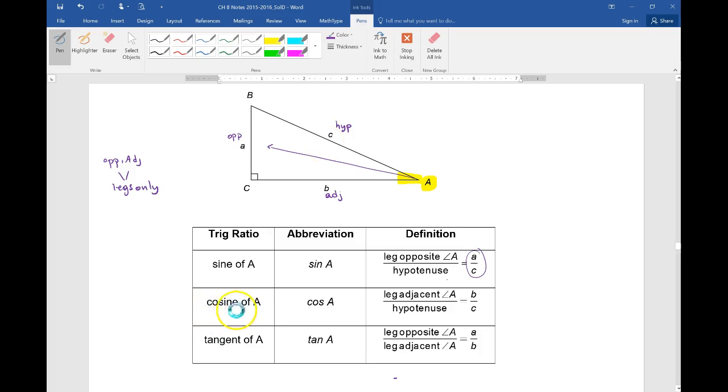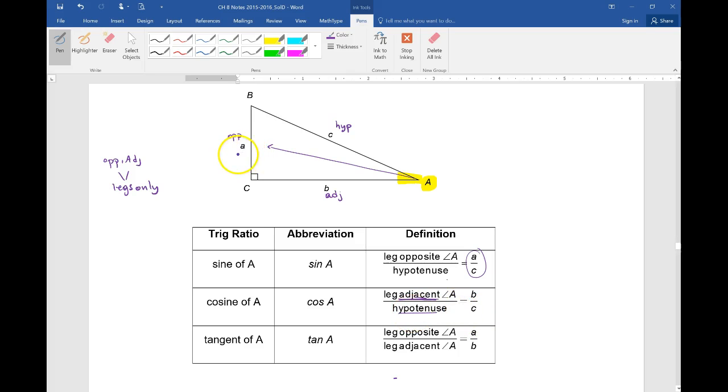Now, cosine. Cosine is abbreviated COS, never cos, always cosine. Cosine of A is the ratio of the adjacent side to the hypotenuse. So you go to the adjacent side of A, that's b over c. Okay, b over c.